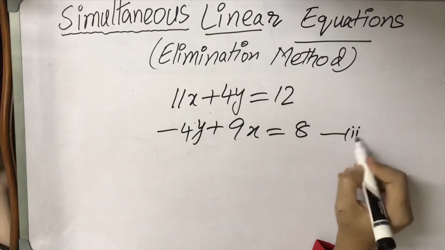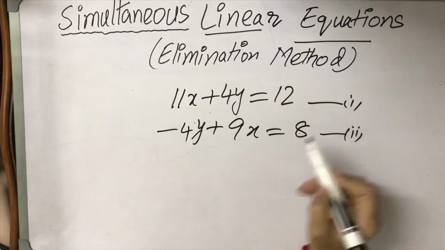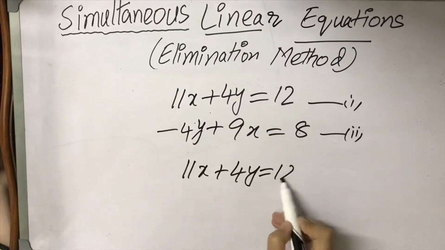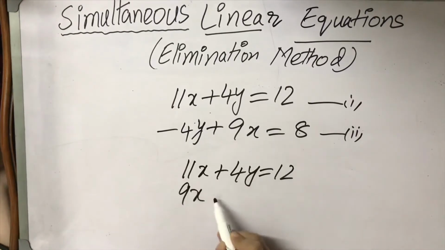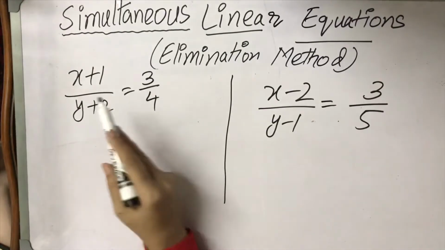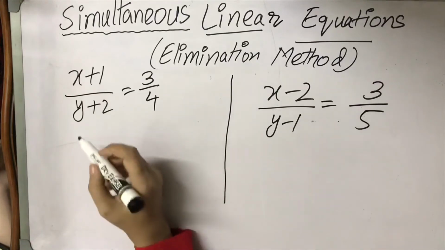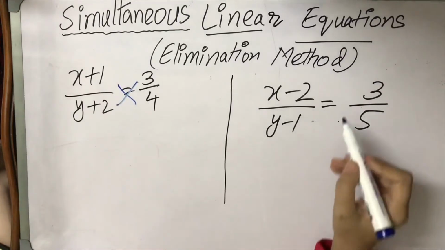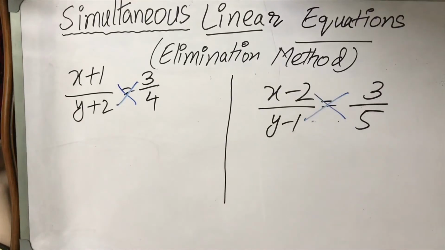What we are going to do, we are just going to arrange them as first equation as it is, but the second equation rearrange it like this, and now you can easily solve. Another way to give the question, you just have to cross multiply and bring it into standard form.